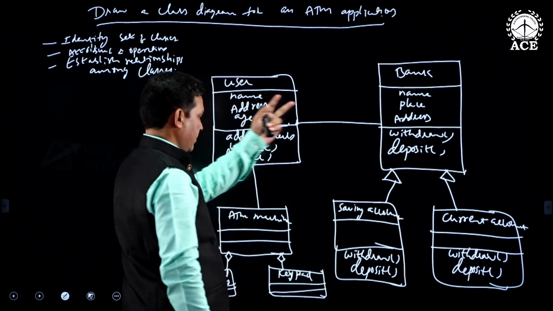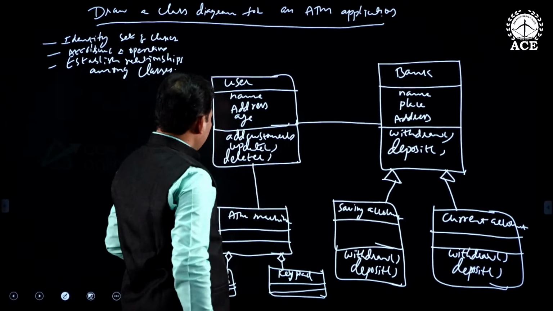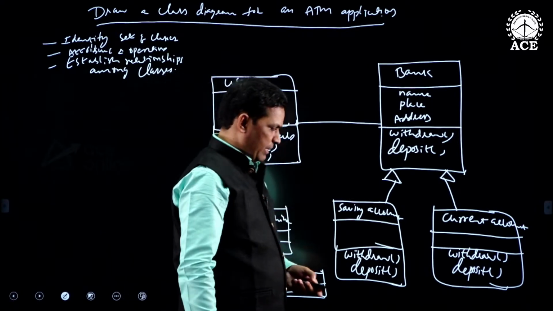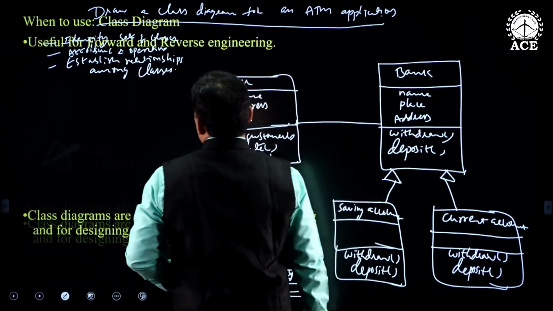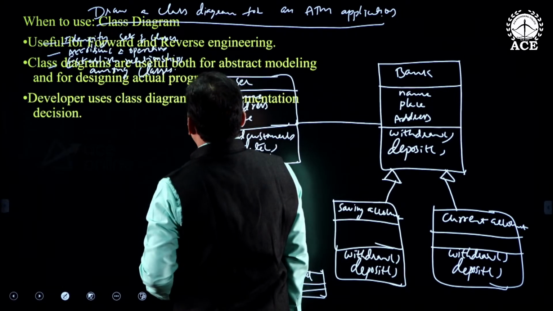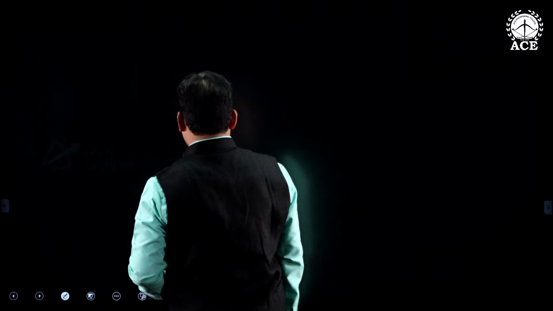So this is the class diagram for an ATM application. We identified a set of classes for an ATM application. Later we established relationships among them and we added attributes and operations. When to use a class diagram? It is useful for forward and reverse engineering. Class diagrams are useful for abstract modeling, and developers can use them for the implementation.